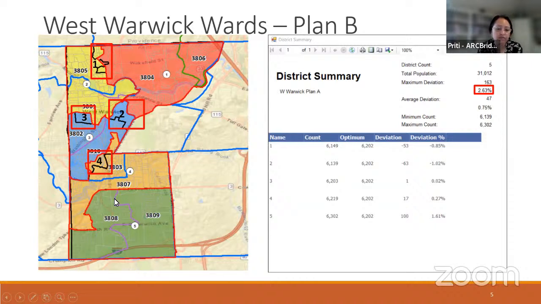And when we looked at Ward 5, although Ward 5 is 100 people more, it seemed like a good idea to leave the boundaries the way they were. We could have given up some area, but that did not seem like a good move. Plus we were able to get a good 2.63%, which is really good.